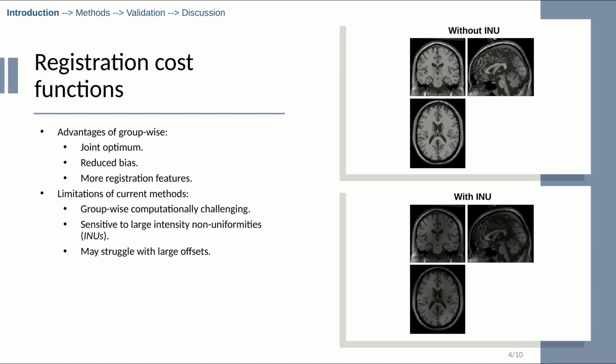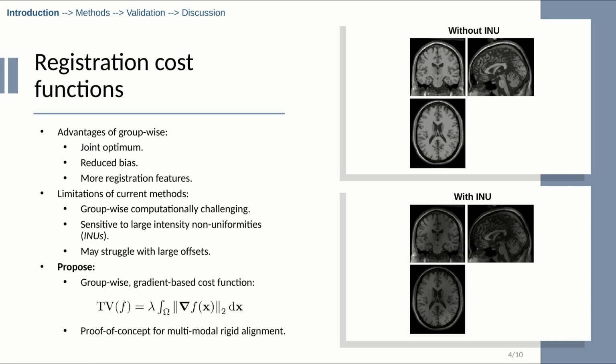There are, however, limitations of both pairwise and groupwise methods. A limitation of the groupwise method is that its computation is challenging, as these methods often don't scale well with an increasing number of images to be registered. Many registration methods are also sensitive to large intensity non-uniformities, and an example of such a non-uniformity is shown on the right here, where there is a T1 weighted with and without this bias. They may also struggle with large offsets.